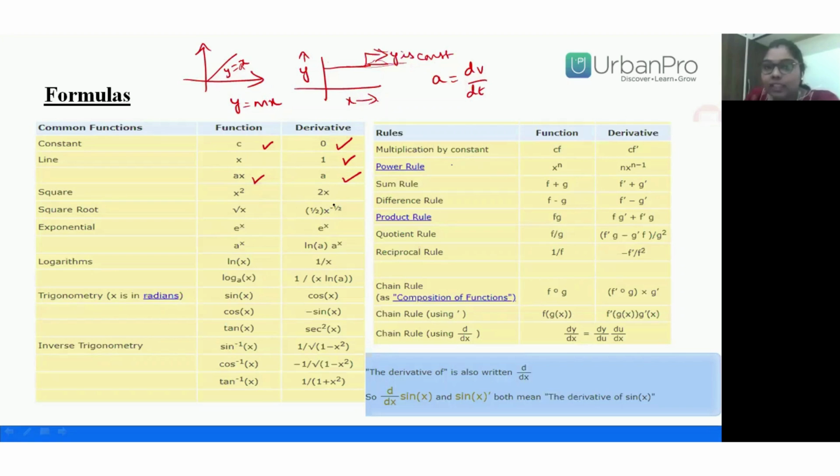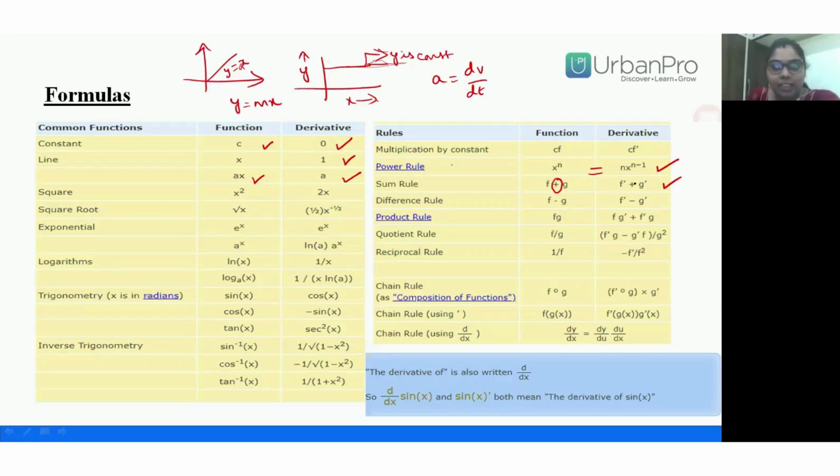For x square, it is 2x, because we have something called the power rule. If we have x power anything, x power n, x power 3, x power 5, anything, then the formula says n times x power n minus 1. And if we have two functions separated by a plus operator, then you have to individually differentiate each function and add them. So that's what it is.